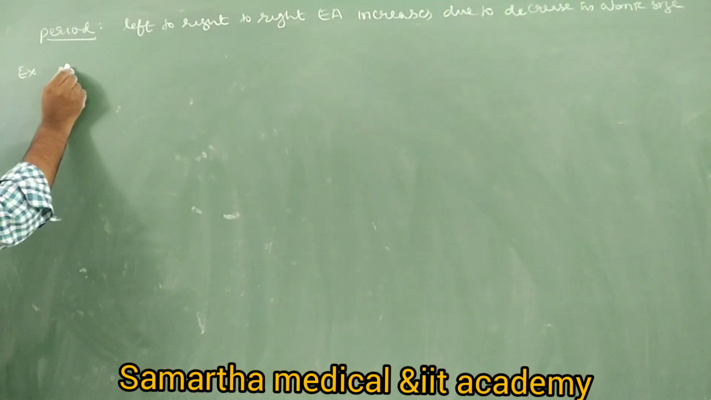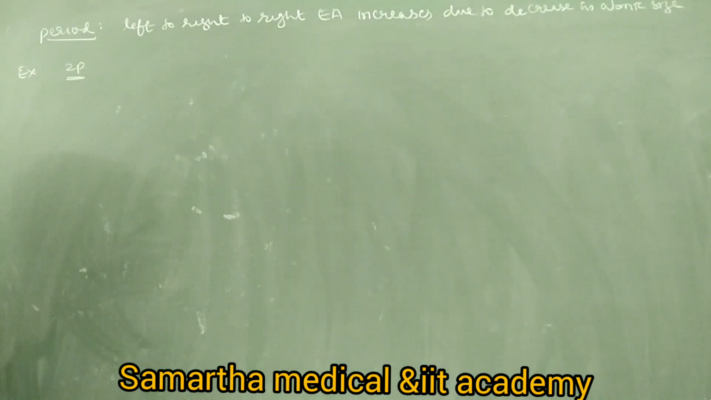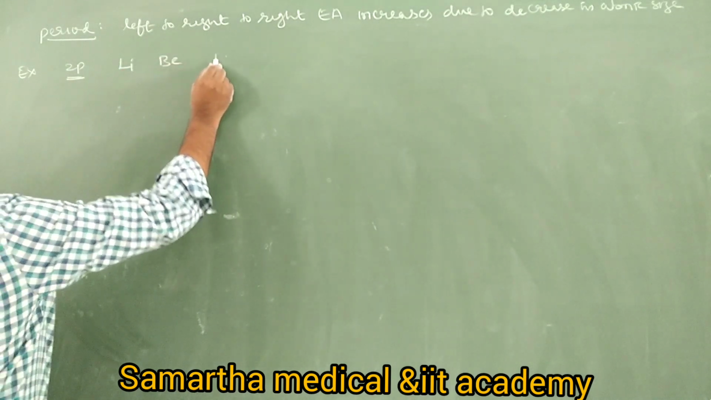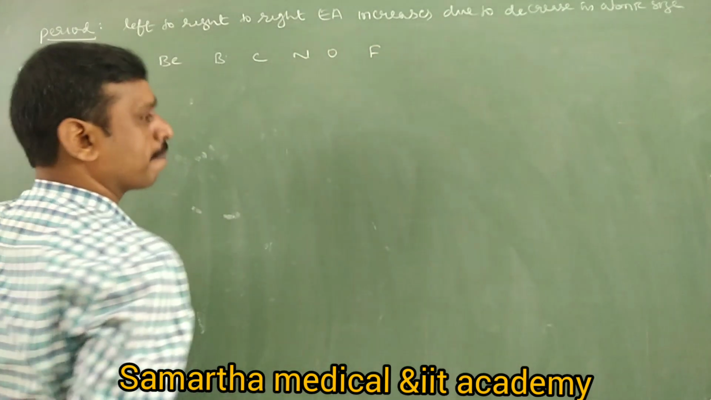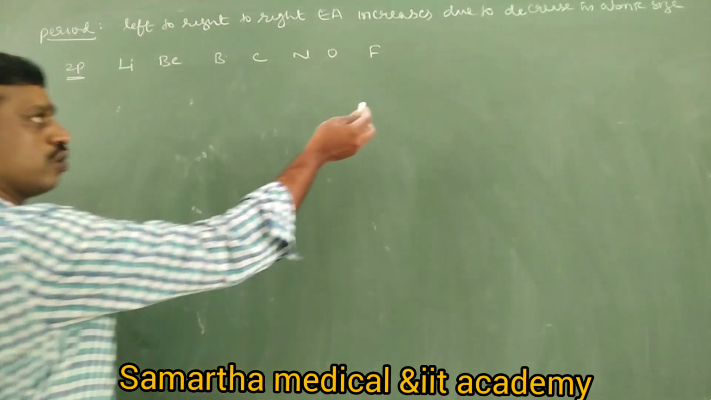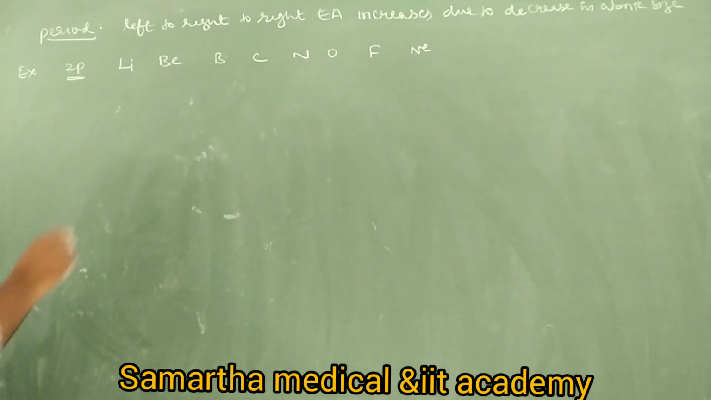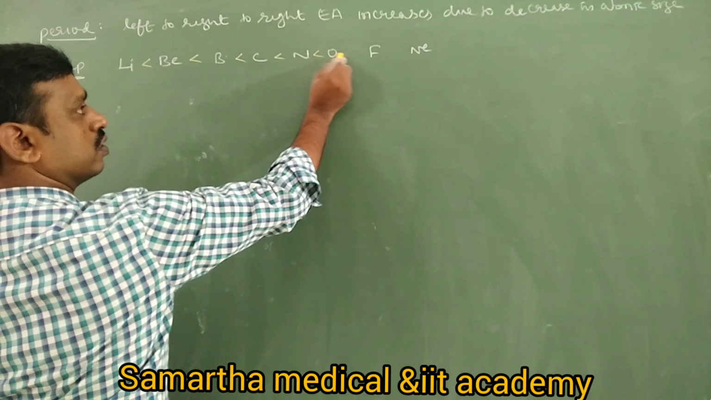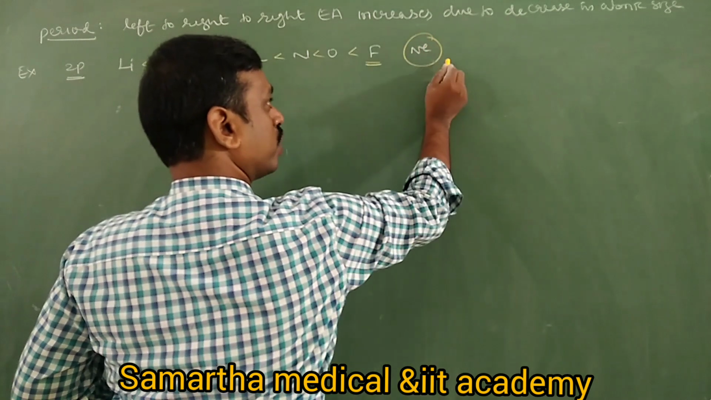Example. Let us take the second period elements. Shweta, what are the second period elements? Lithium, beryllium, boron, carbon, nitrogen, oxygen, fluorine. Of course, neon also comes. Neon is a noble gas, right? What is the electron gain enthalpy? It should increase, no? It should increase up to the 17th group. Then what about the 18th group? Decrease. So the 18th group element has positive electron gain enthalpy, no?